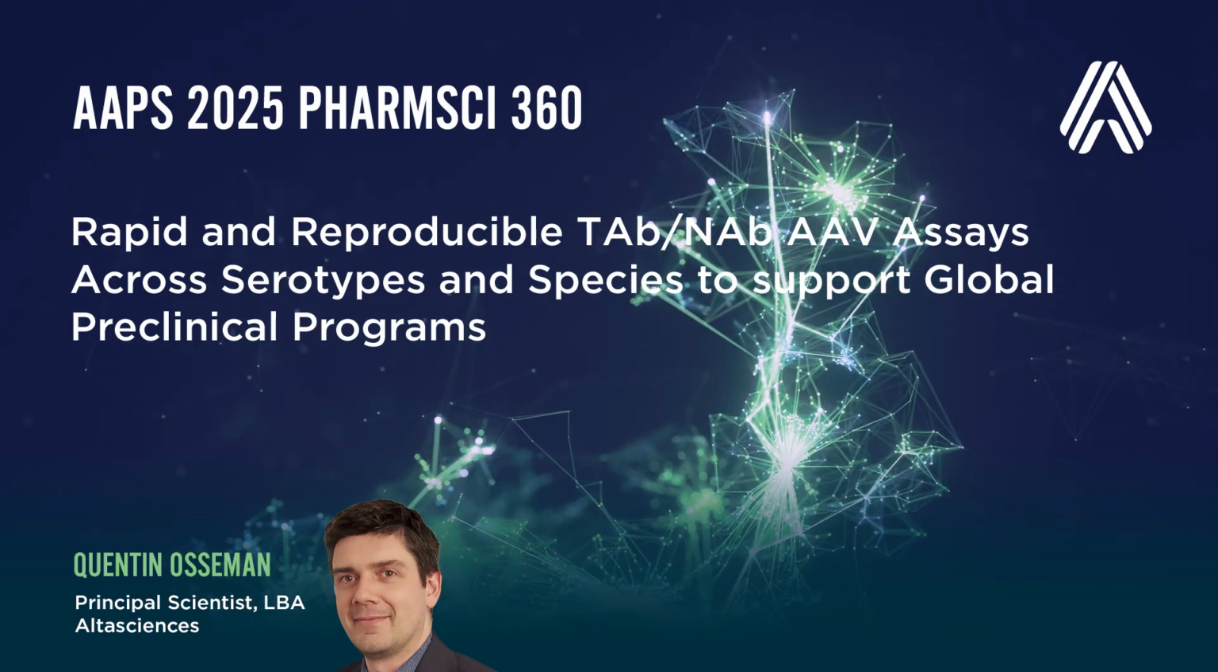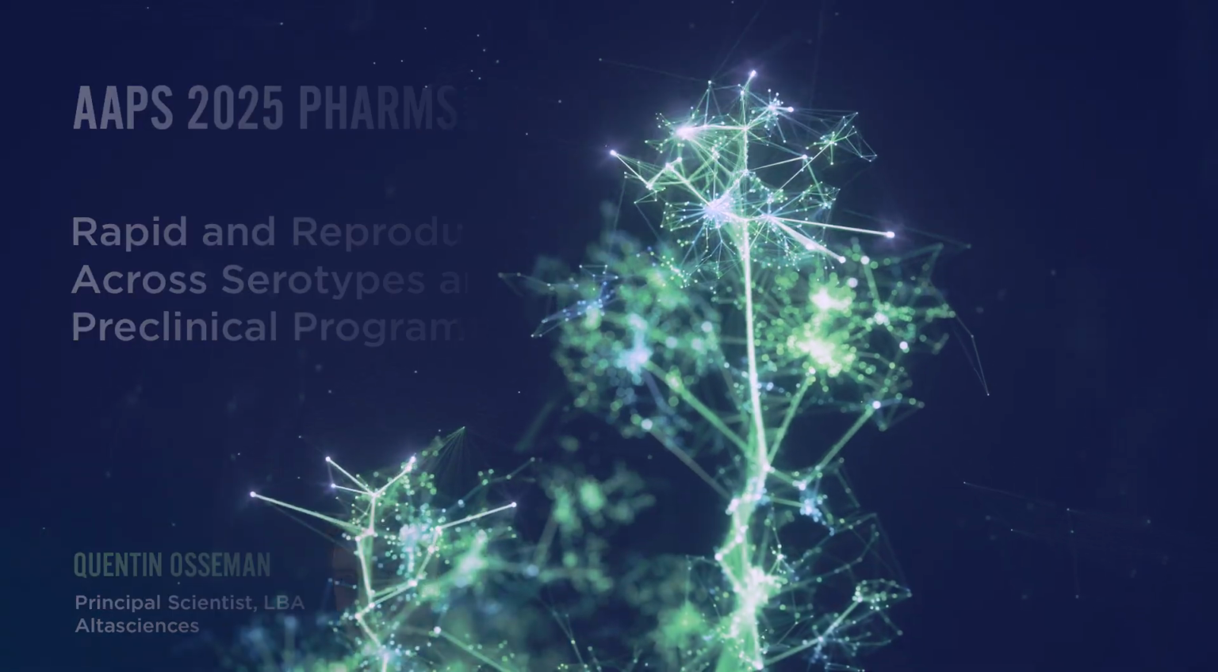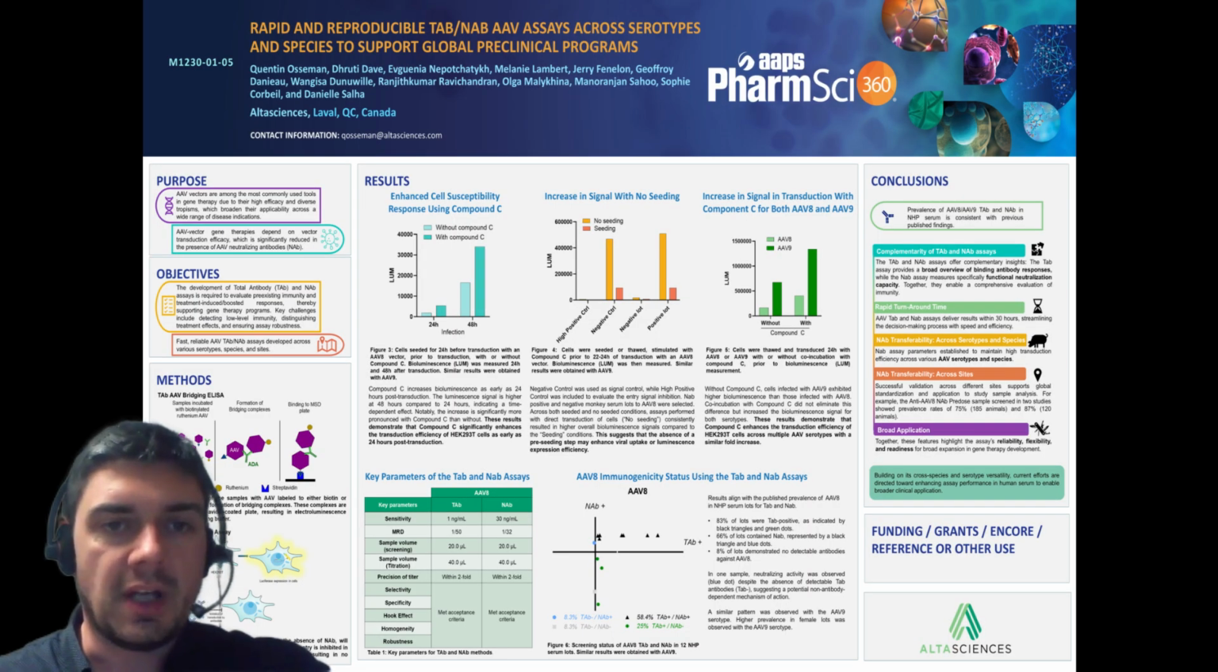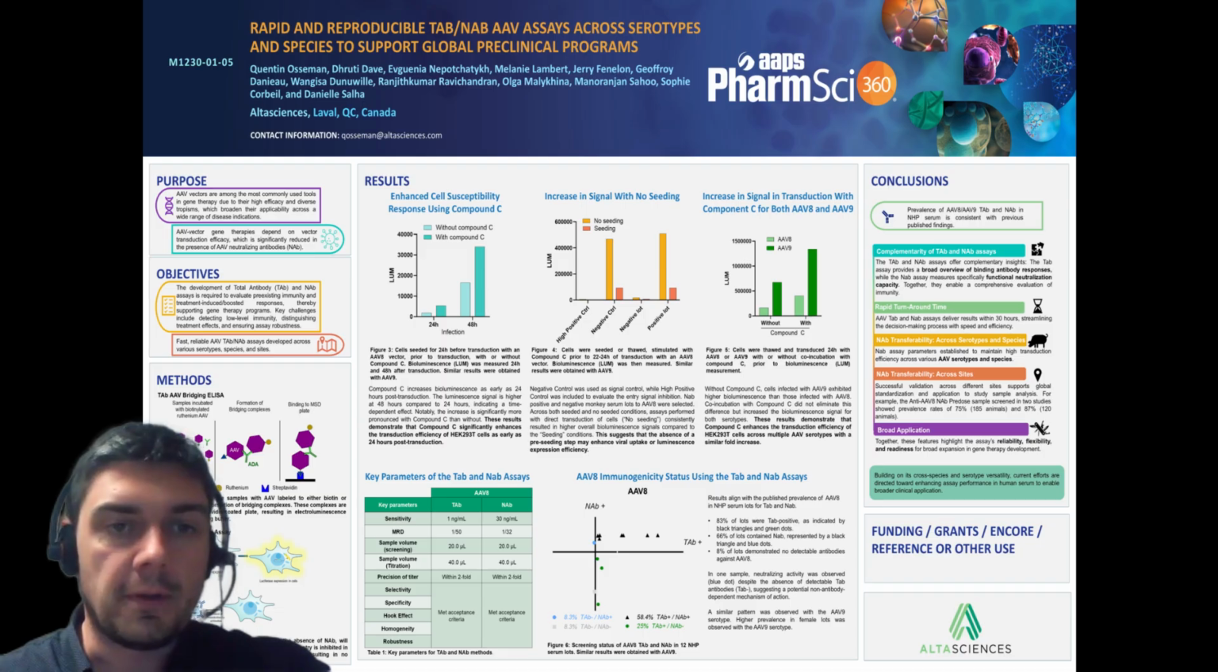Thank you for your interest in my poster entitled Rapid and Reproducible TAB and NAB AAV assays across serotypes and species to support global preclinical programs. My name is Quentin Osseman. I'm principal scientist in immunogenicity method development at Altasciences, and I will give you a brief overview of the work we have conducted.